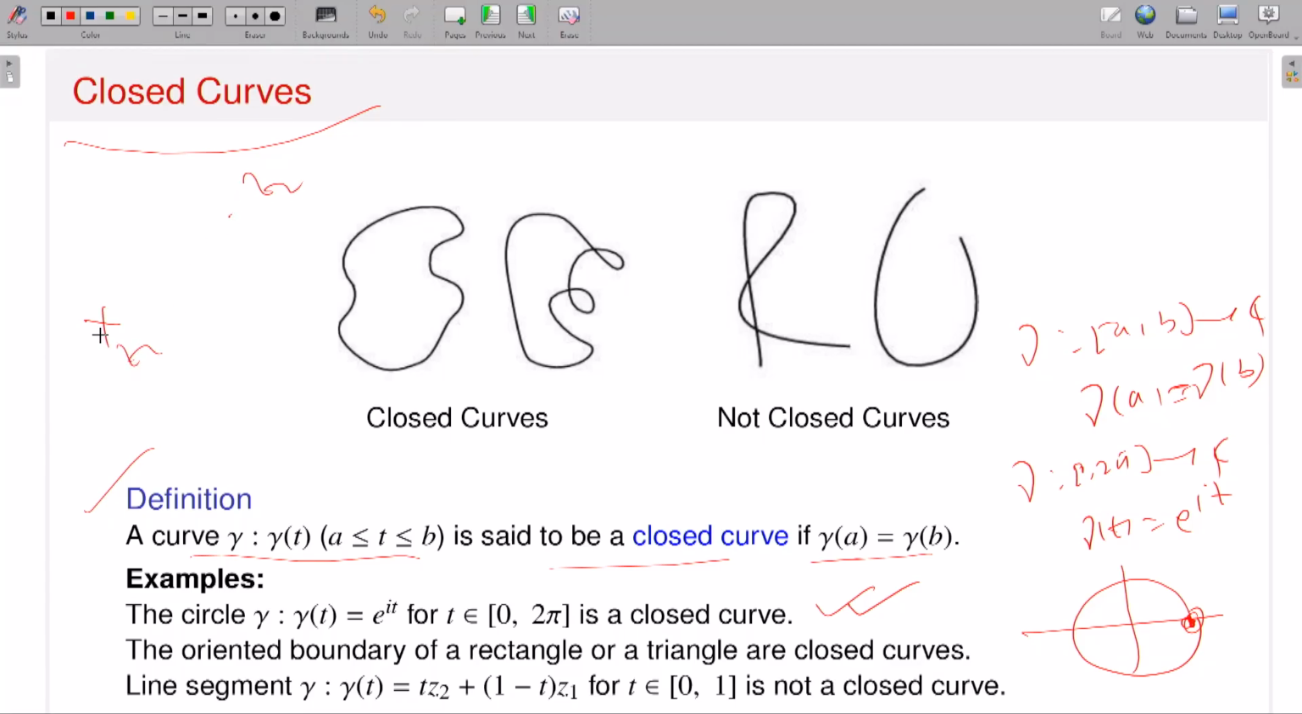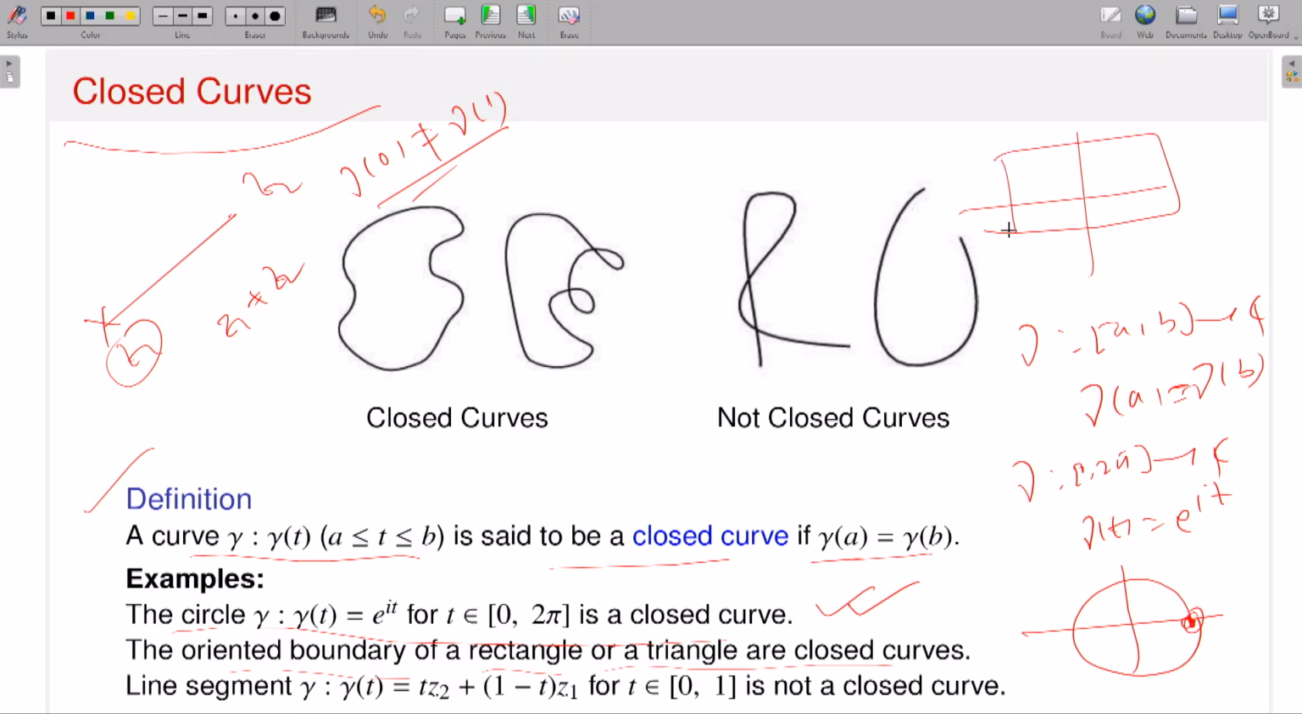A straight line is not a closed curve, because if I have Z1 and Z2, it will be a curve from Z1 to Z2. But if Z1 is not equal to Z2, then gamma of 0 is not equal to gamma of 1. So therefore, it is not closed. The circle is a closed curve. The oriented boundary of a rectangle also. That is also true, because suppose this is my rectangle. Oriented means if I start from here, go here, then go there, come back here, and then come back, so the oriented boundary will be a closed curve.